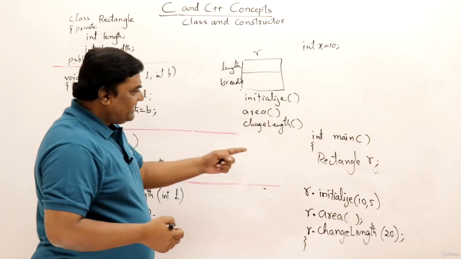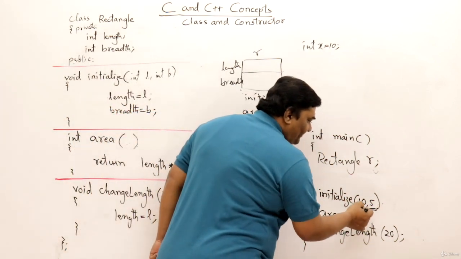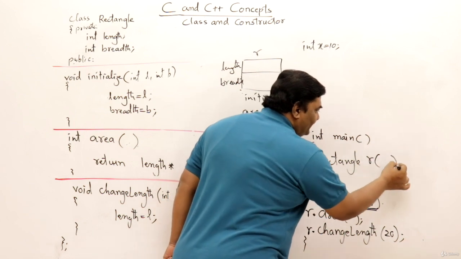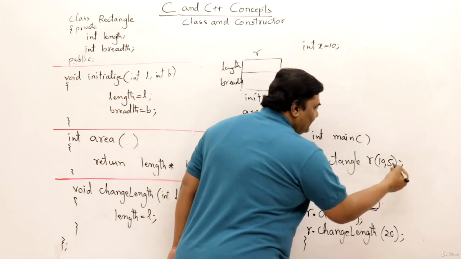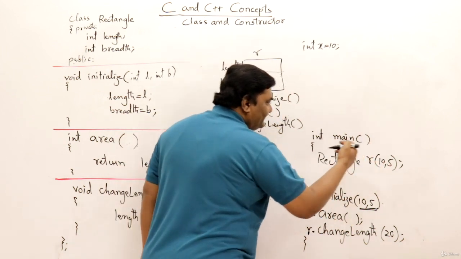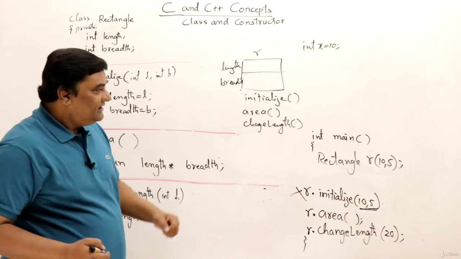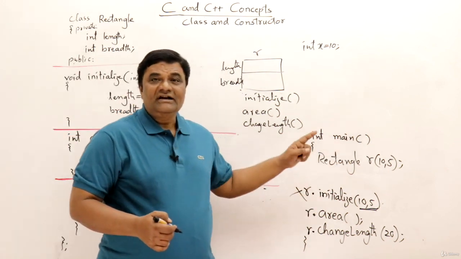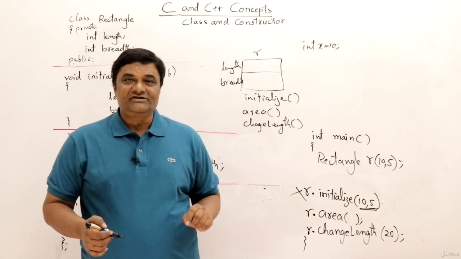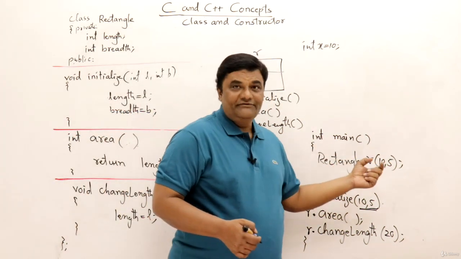So we prefer the rectangle is also initialized that time only. So instead of passing 10 comma 5 later on, we want to pass 10 comma 5 here only. We don't want this function. We want direct initialization at the time of declaration only. How is it possible? For that, I should have a function for initialization. But we want it to be called automatically at the time of creation of an object.